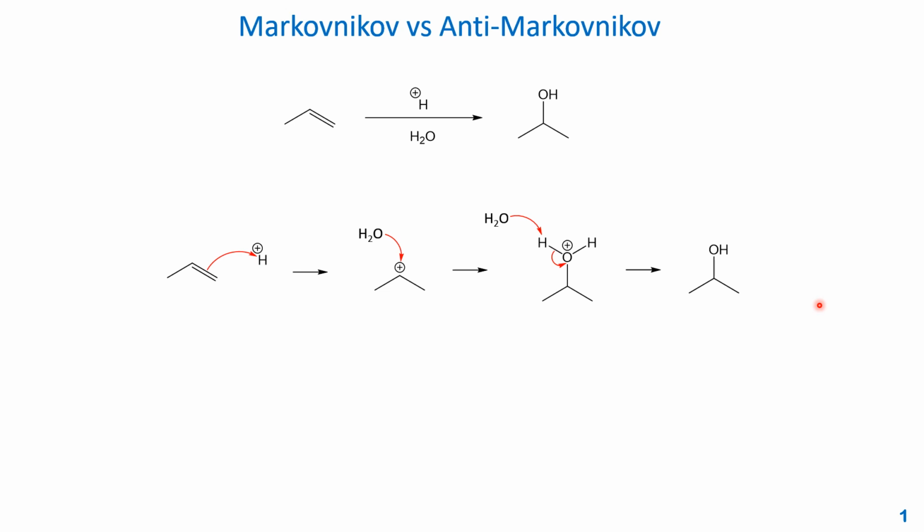But sometimes if you want a primary alcohol, if you want a different product, then you need to use a different strategy. So for example, you can use this hydroboration oxidation, and then you will make 1-propanol. And that is a primary alcohol. So this mechanism will be different. I will show this mechanism step by step in the next slides.